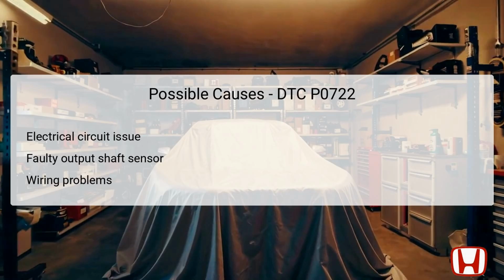Additionally, a faulty output shaft speed sensor could itself be the issue if it fails to generate a signal despite having power. It's also essential to consider any poor connections or corrosion that may disrupt the electrical flow. Understanding these causes allows for targeted troubleshooting and ensures that the most likely issues are addressed first.